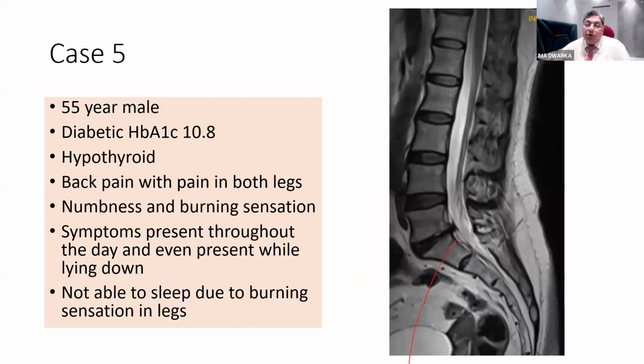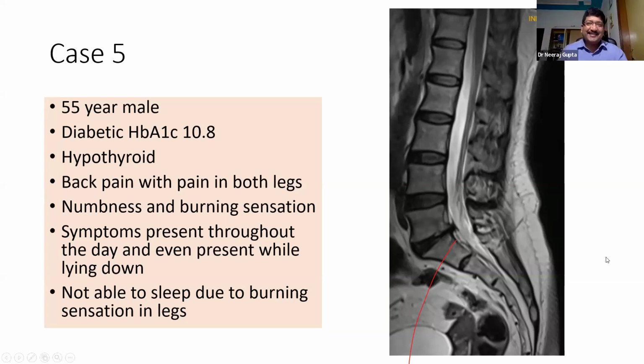A 55-year-old male, diabetic, with an HbA1c of 10.8, hypothyroid. He has back pain with pain in both legs, numbness and burning sensation. The symptoms are present throughout the day, and they do not decrease with lying down or resting. The patient is not able to sleep due to the burning sensation in the legs. So, Dr. Neeraj, we'll start with you. How do we go about this particular case?